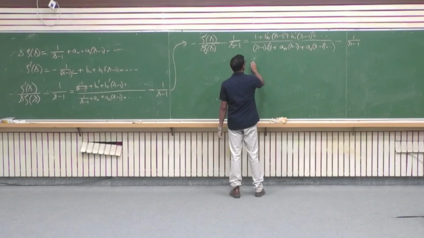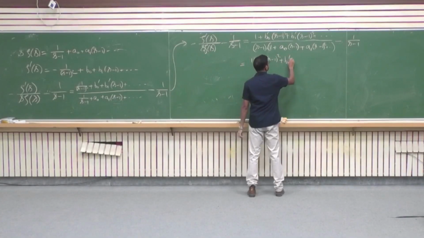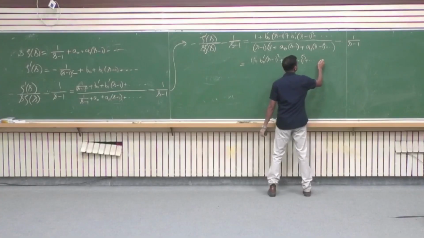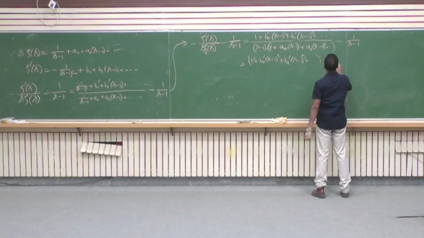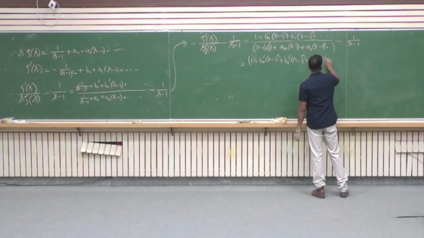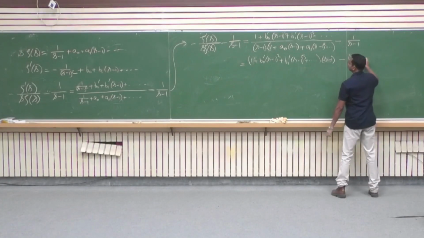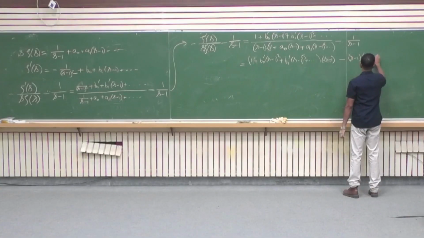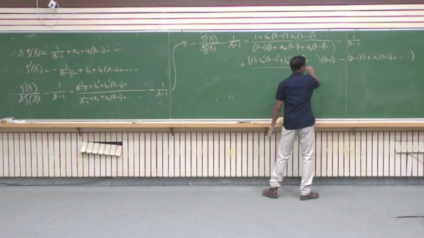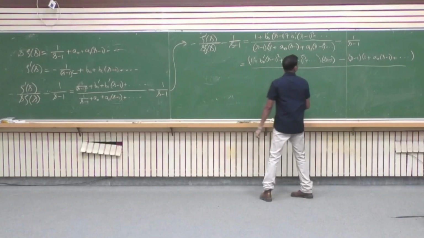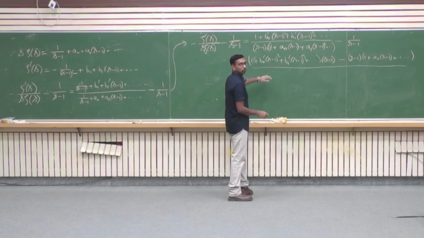Now this is 1 plus b0 dash s minus 1 whole square plus b1 dash s minus 1 whole cube plus dot dot dot, this thing minus, you take this up here, this times s minus 1 first, minus s minus 1 into 1 plus whatever is in the bottom.